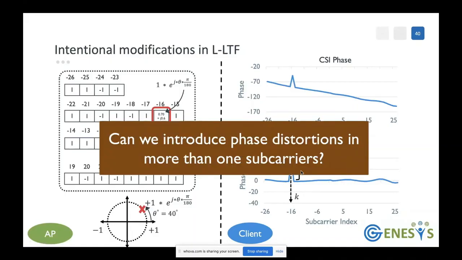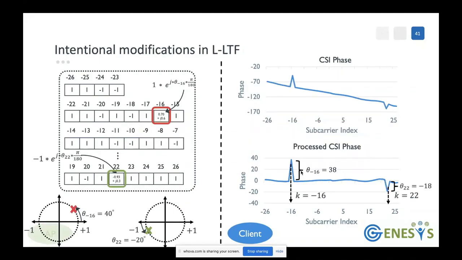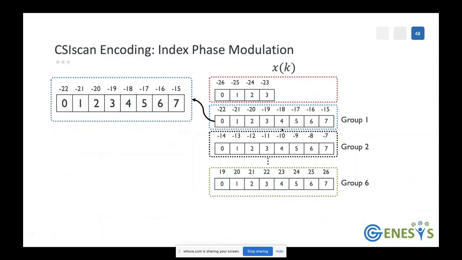And the question is, can we introduce phase distortion in more than one subcarrier? The answer is yes. We can also introduce phase distortions in more than one subcarrier. So what we are doing here is intentionally modifying the LLTF at the access point, and those effects are visible at the client side in the processed CSI. Now, how do we leverage this to encode some kind of meaningful information?